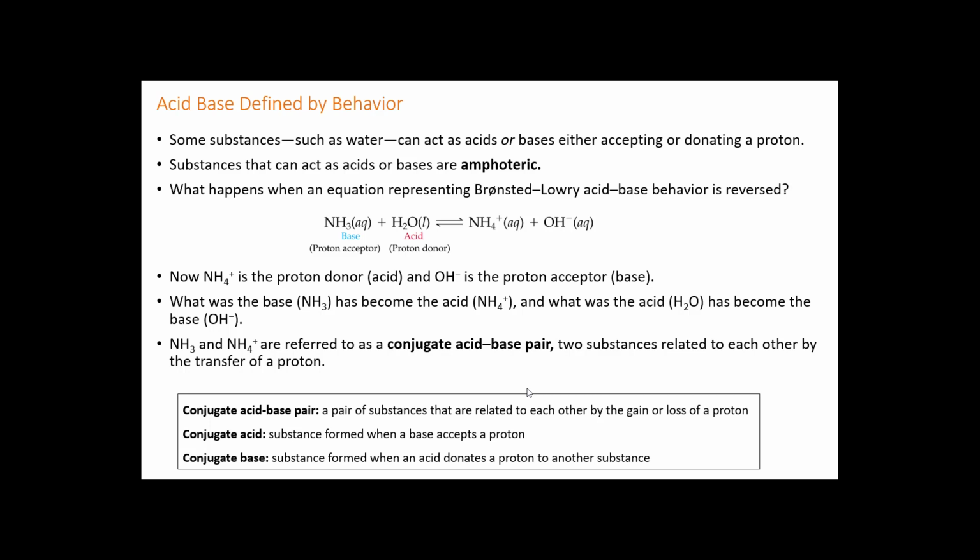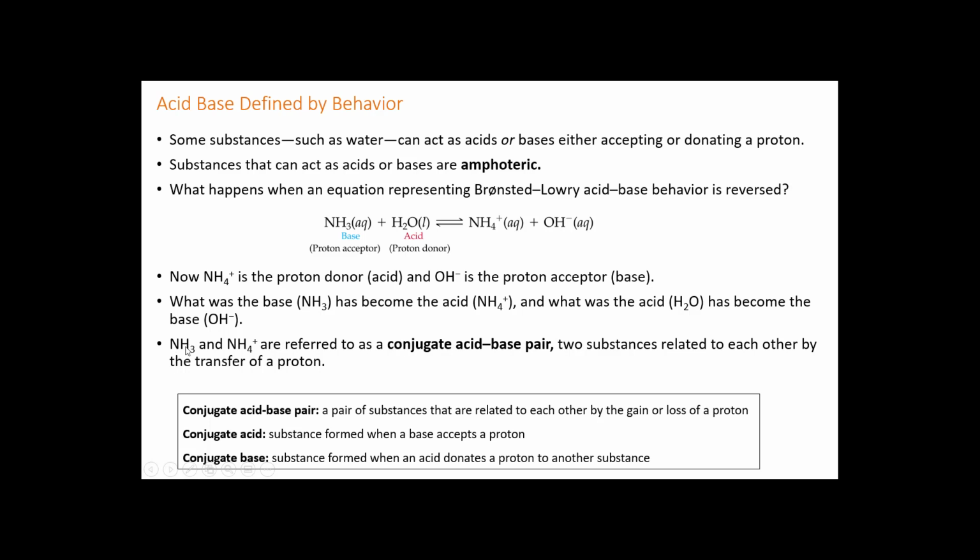So now let's go back to here. Now we have the ammonium ion that's been produced and the hydroxide ion. I don't know why I can't speak today. I apologize. So what was the base has now become the acid, and what was the acid has now become the base. So that's where we refer to them as a conjugate acid-base pair.